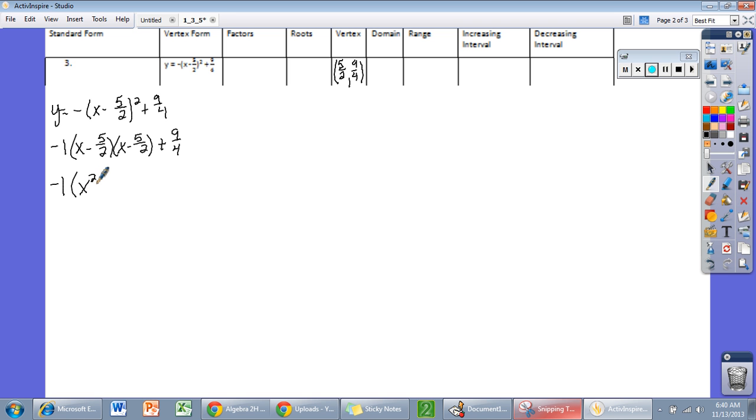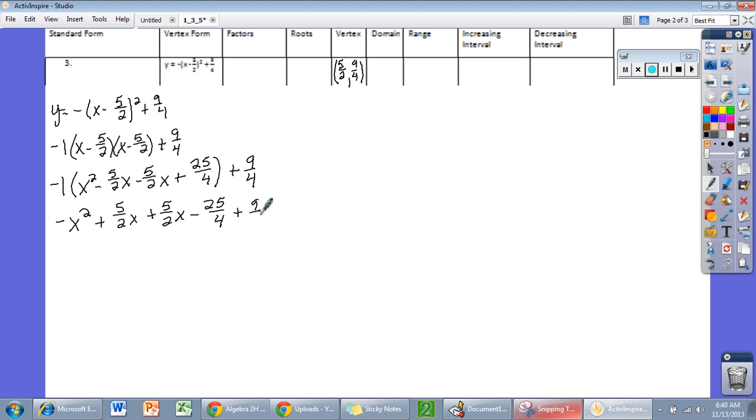So x squared minus 5 halves x minus 5 halves x plus 5 halves times 5 halves is 25 over 4, and then plus 9 over 4. Now we're distributing the negative 1 through, so it's negative x squared plus 5 halves x plus 5 halves x minus 25 fourths plus 9 fourths.